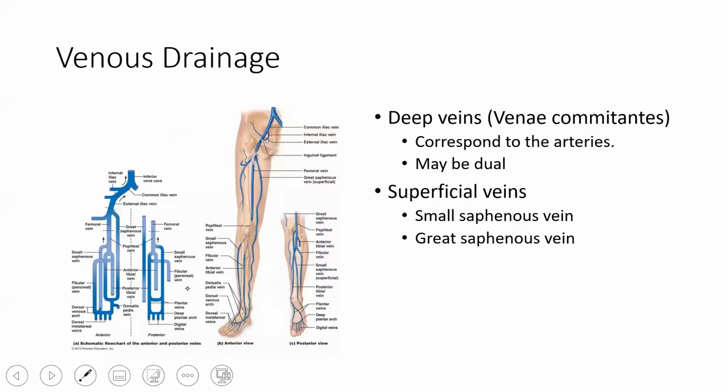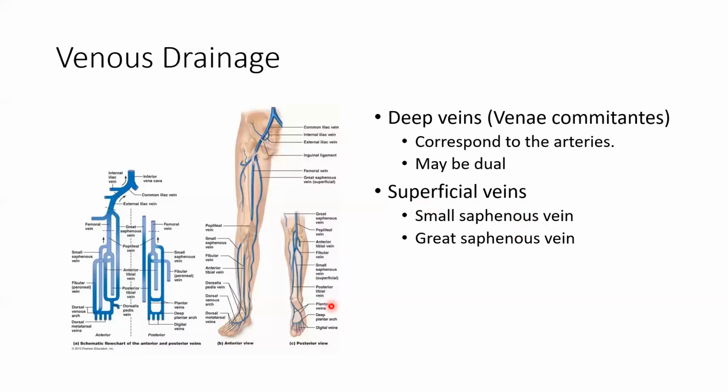Then we have the venous drainage. So similar to the upper limb, you have a set of deep veins or venae comitantes which follow the arteries, and they can be dual, 2 veins for each of the arteries. Then more superficially in the subcutaneous tissue, you have superficial veins.